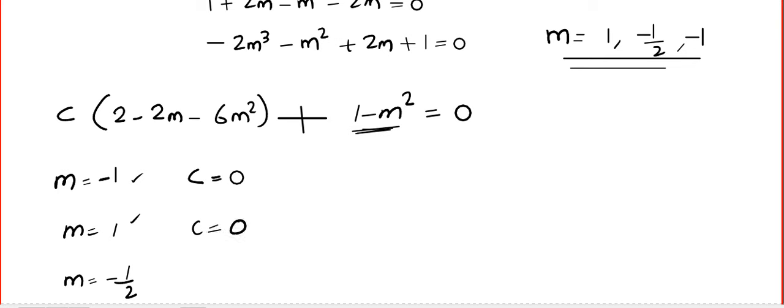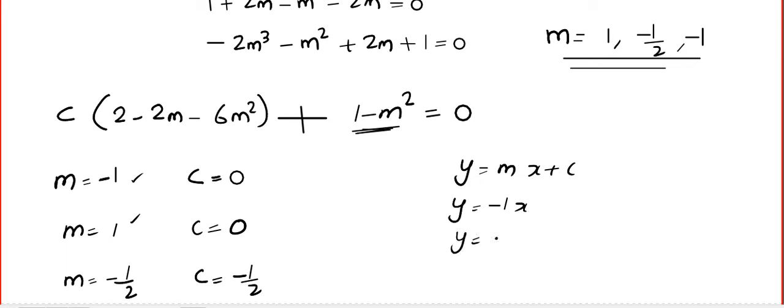And when you put m equal to minus 1 by 2, I got c equal to minus 1 by 2. Now you can plug in these values. y is equal to mx plus c. So y is equal to minus 1 into x plus 0, y equal to 1 into x plus 0, and y is equal to minus 1 by 2x minus 1 by 2. Simplify and put it in the proper form.